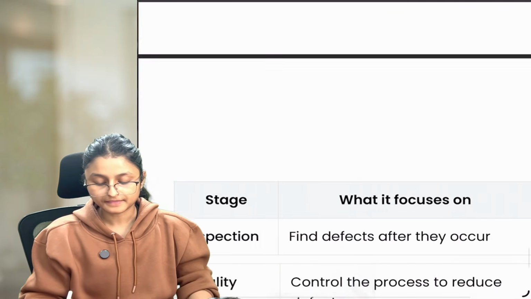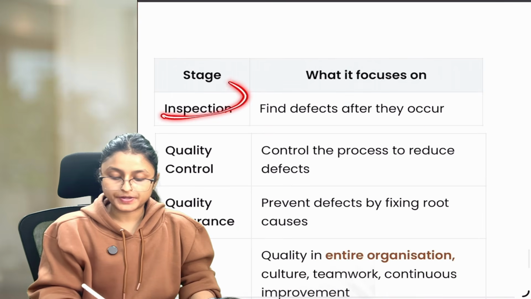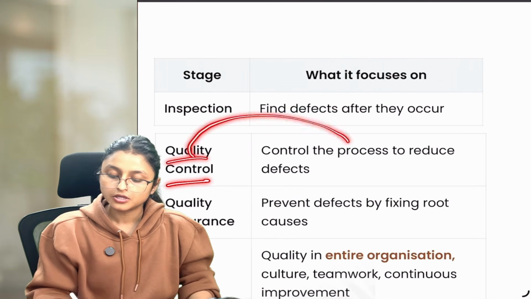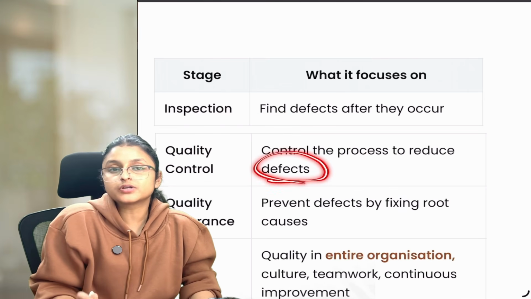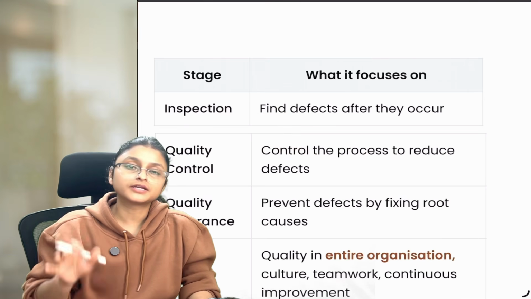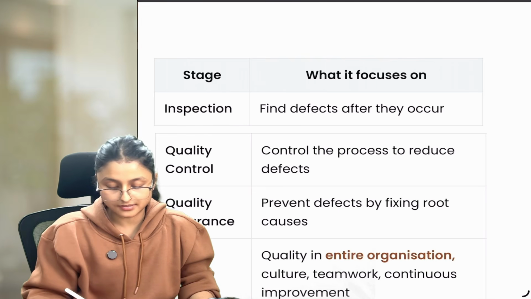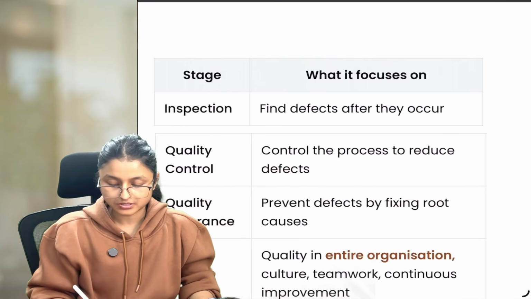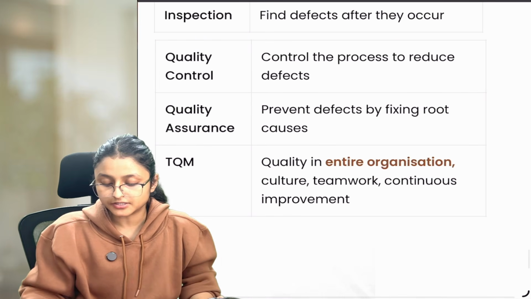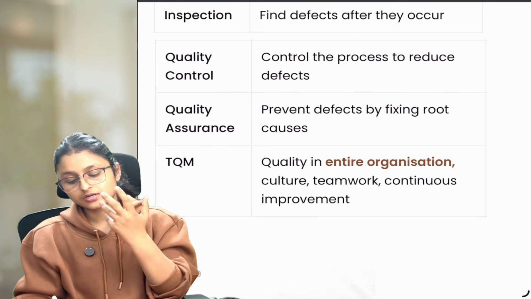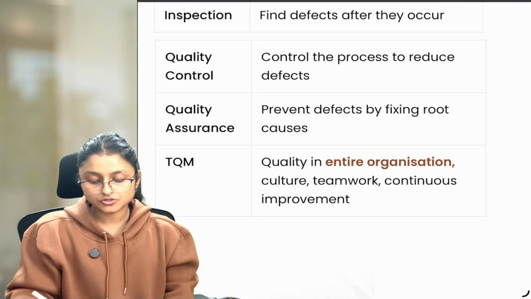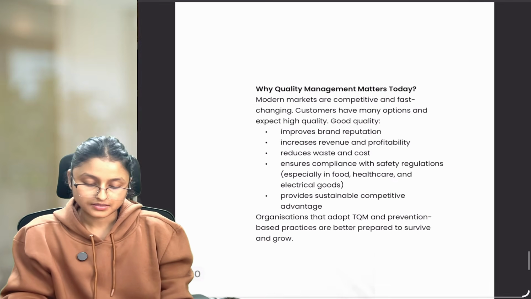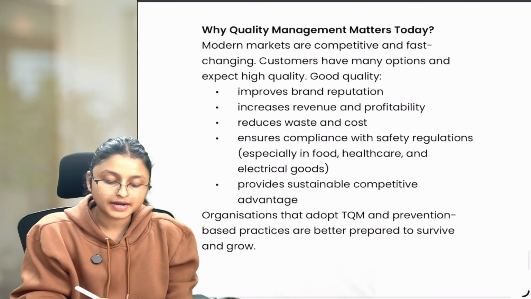Done? Now, stage inspection was focusing on finding the defects after they occur. Quality control was controlling the process to reduce the defect. After every process, we were trying to catch the defects, detect the defects. Quality assurance, prevent defect by fixing root causes. And TQM was focusing on the entire organization, culture, teamwork and continuously improving so that we can achieve quality in the whole organization. Done.